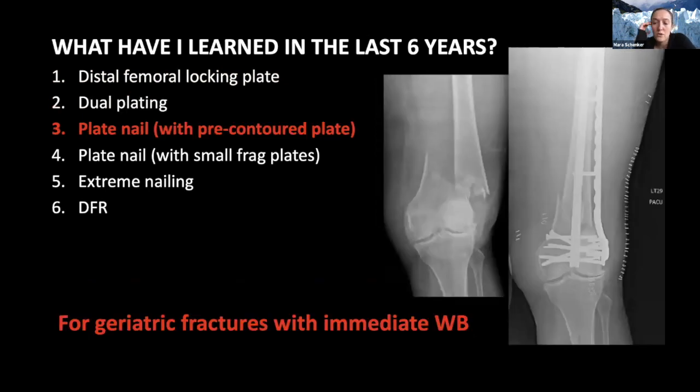So a true plate nail, where you have mating of the nail and the plate, where both the plate and the nail span the entire length of the bone, is really something that I use in geriatric fractures and something that I do immediately allow to weight bear. This is one that I did not that long ago who had a lot of underlying medical disease, and I wanted her to be able to mobilize as quickly as possible. And so that's when I use the true plate nail combo.